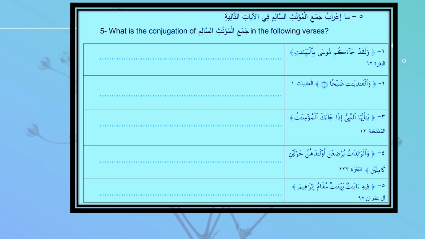Question number 5. Ma i'rab jam' muannas salim fil ayat at-taliya, means you have to find the i'rab of jama muannas in these ayahs. So let's see. وَلَقَدْ جَاءَكُمْ مُوسَى بِالْبَيِّنَاتِ. So Musa alayhis salam came with the proofs. First of all you have to find out where is Jama Muannas. So Jama Muannas is Bayyinat. Bayyin means the clarification, or proof. So bil bayyinat, this is our Jama Muannas.